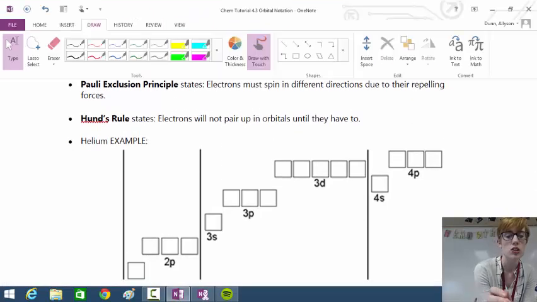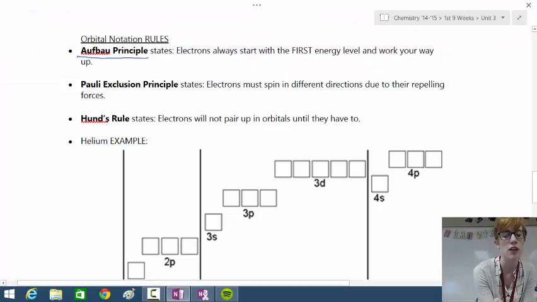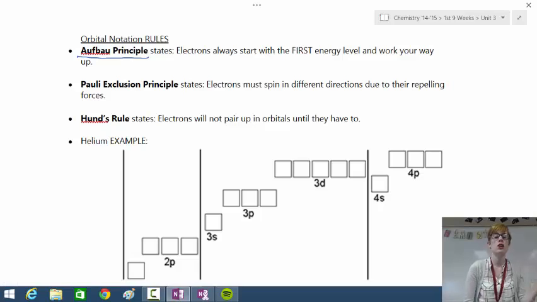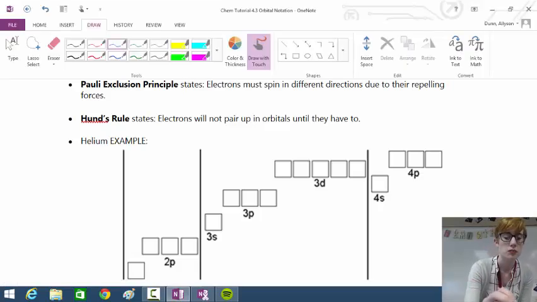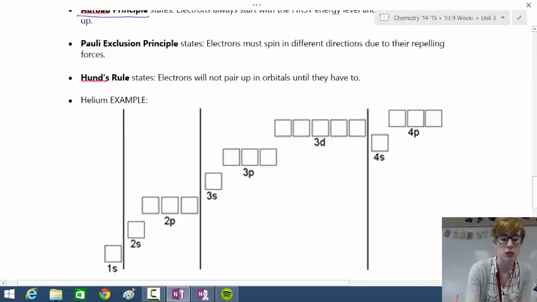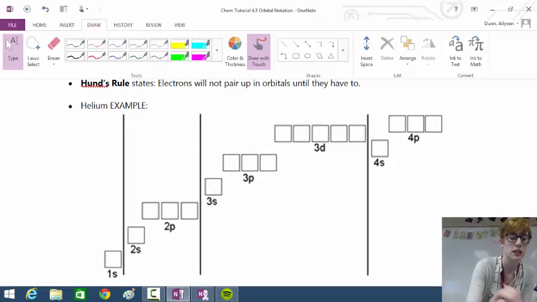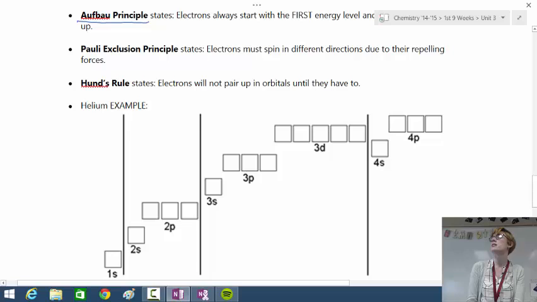So let's talk about a couple rules. When you're doing orbital notation, there's some rules you have to follow. The first rule is the Aufbau rule. That says that electrons will always start at the first energy level and you'll work your way up, okay? So, in this example, if we're going to do the example helium, helium has 2 protons, okay, because its atomic number is 2.